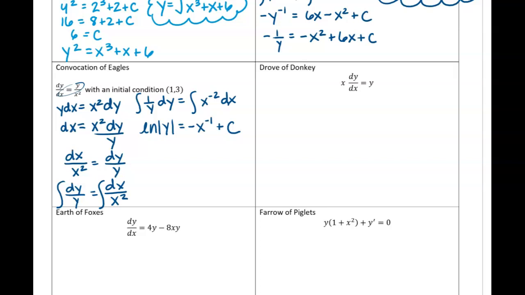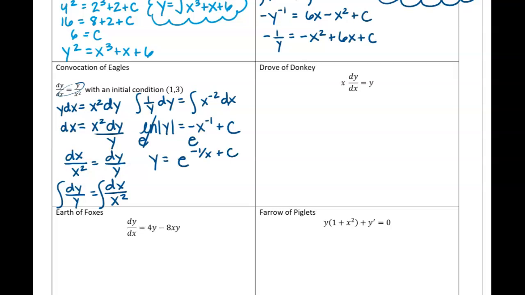Let's see. We could evaluate now. I'm going to keep going though, partly because I can see that I would end up with a natural log of 3 if I did it now. So I'm going to exponentiate both sides. So I end up with y equals e to the negative 1 over x. Might as well write it that way now instead of negative x to the negative first, plus c.